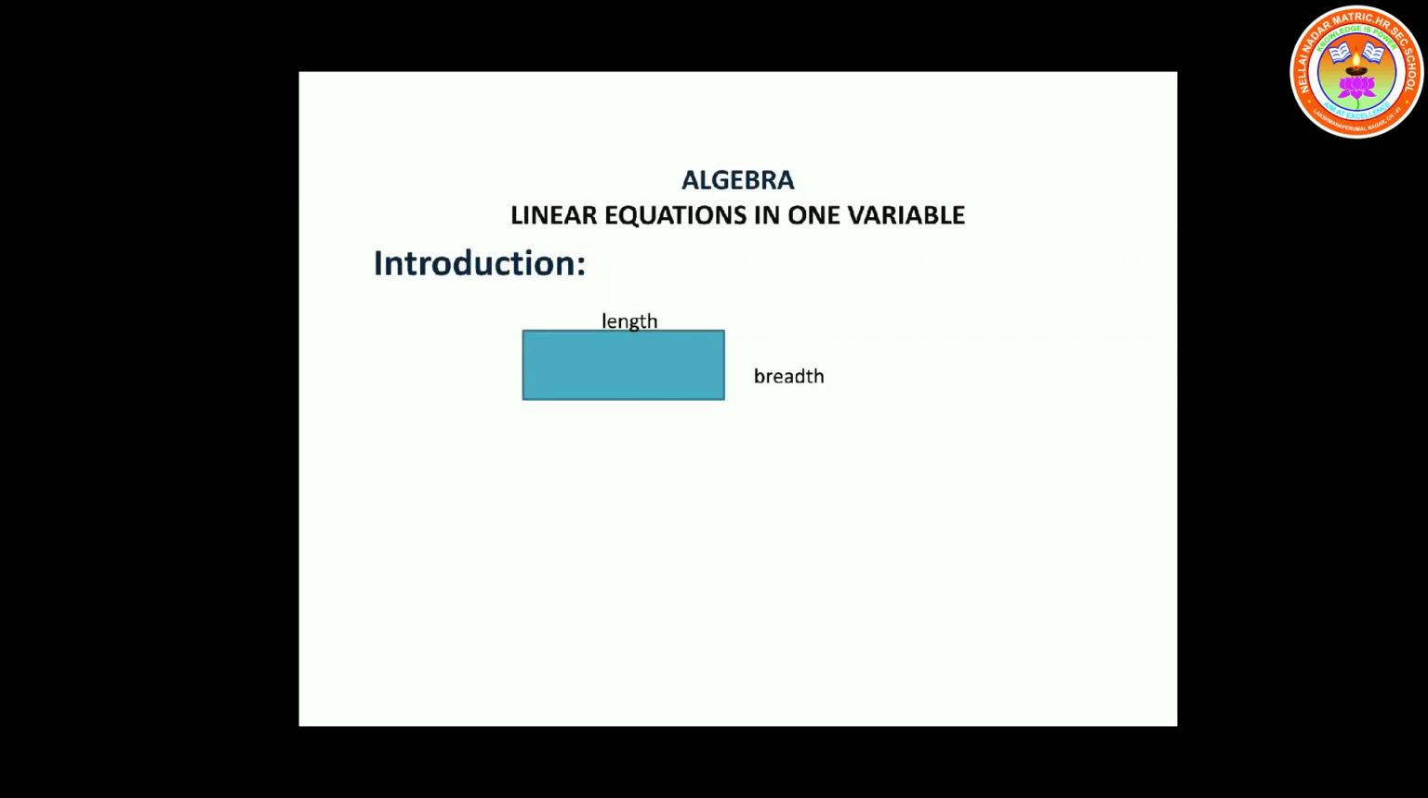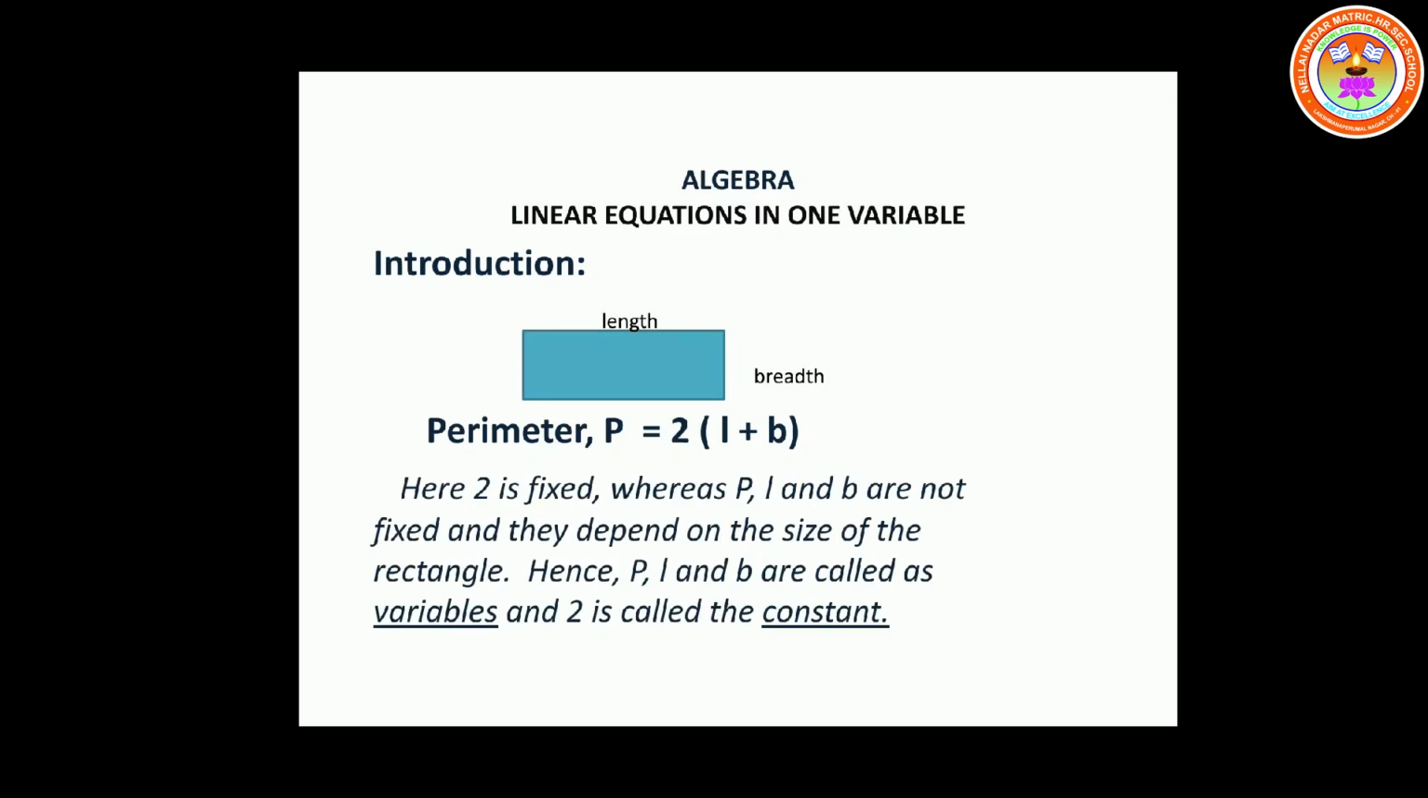Now, we are not going to talk about the area of a rectangle, whereas we are going to consider the perimeter, which is denoted by P. So, perimeter of a rectangle is given by the formula 2 times (L plus B), that is 2 into (L plus B) units. Now, in this perimeter, let us take the values alone. P, L and B are not fixed. And 2 is a fixed value.